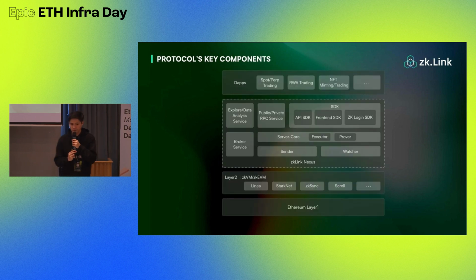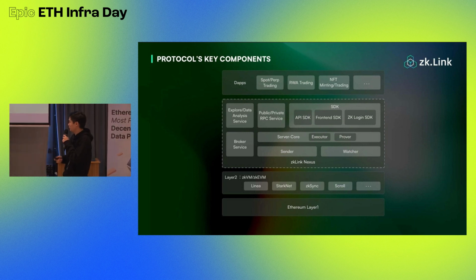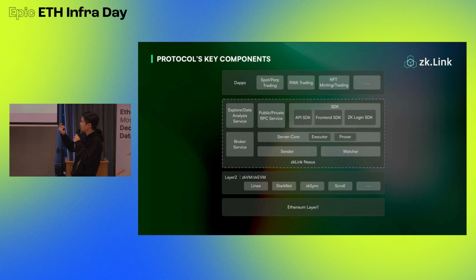This is the breakdown of the system components. Not everything is here, but you have the major components: layer 1, layer 2s, and zk.Link Nexus. We have the standard watcher, server, executor, and prover. The validators can be decentralized, and the prover network can be decentralized as well.